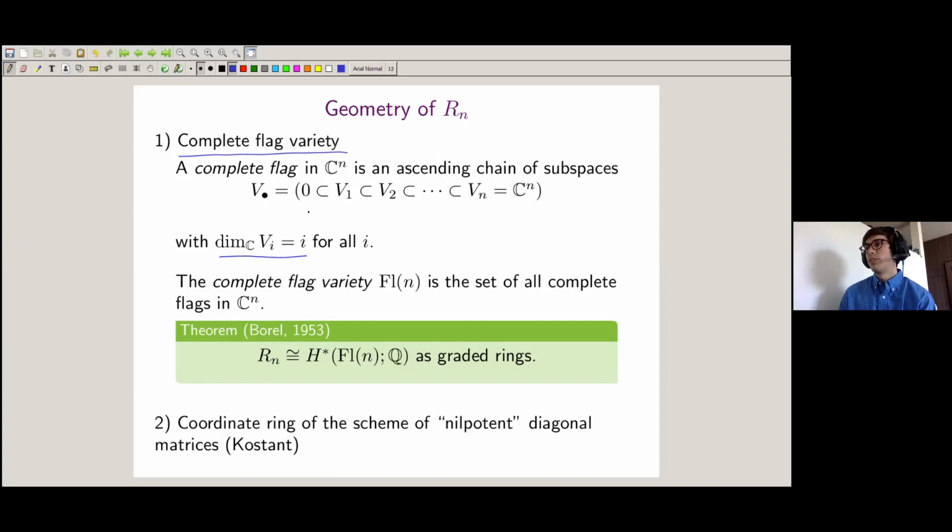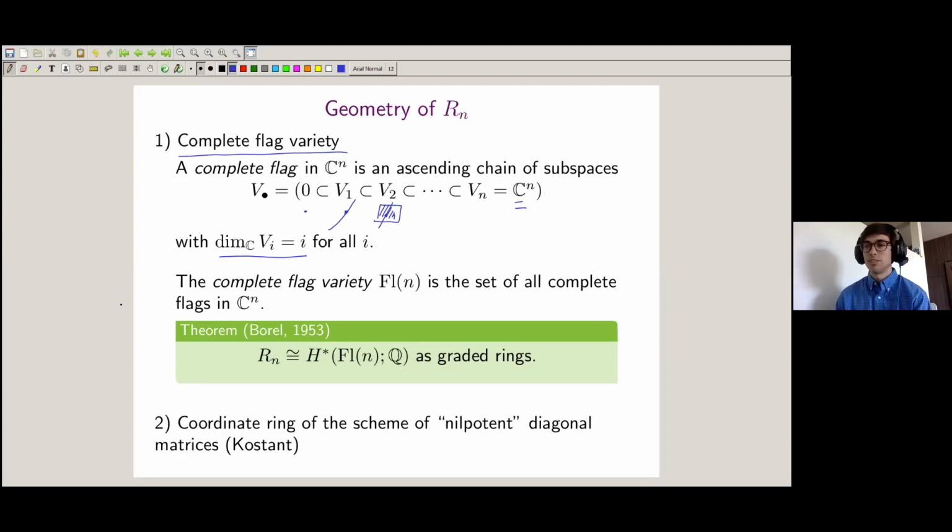So you could visualize this as, first you start with the origin, so a point, and then you choose a line going through that point, and then you choose a plane passing through that line, and so on until you get up to the whole vector space C^n. And then the complete flag variety, if you've taken the manifolds course at University of Washington, you've probably seen it, at least briefly in Jack's book. It's the set of all complete flags in C^n. This is one way to define it.